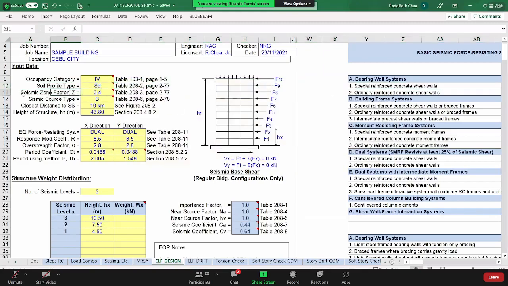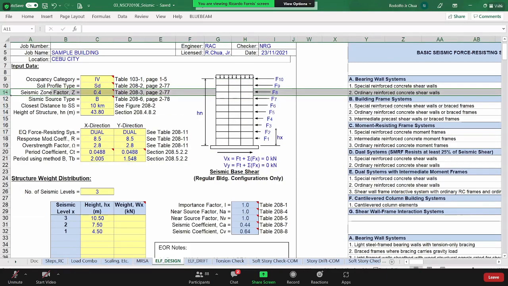Okay, let's move on to the next seismic design parameter. We have the seismic zone factor nga Z. So as of now, our code is using the zone map. So the Philippines is just divided into two zones. Na atay zone 2, in which the peak ground acceleration is considered as 0.2 G. G is the gravitational acceleration, ang 9.81 meters per second squared.